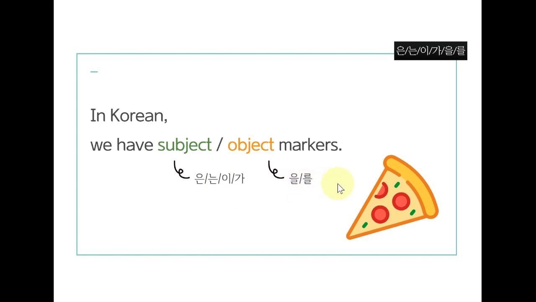For example, if you want to say pizza as a subject, like pizza is yummy, pizza is good, then you should say 피자는, 피자가, because pizza is the subject of a sentence. But if you want to say I like pizza or I eat pizza, I order pizza, then pizza is an object of a sentence, then we should use 를, as in 피자를.